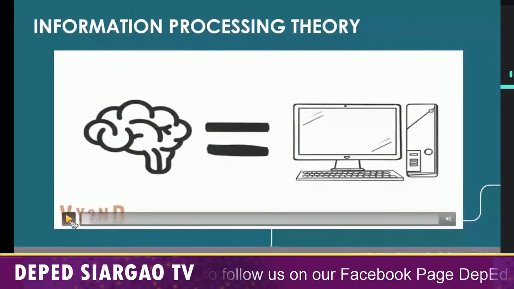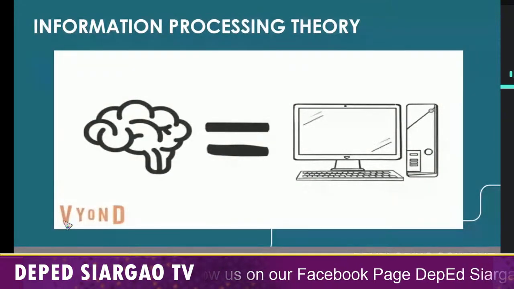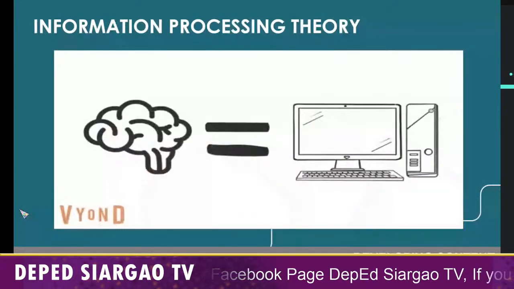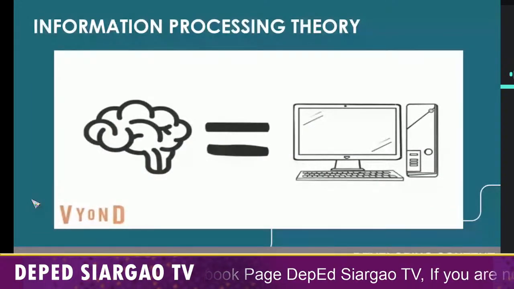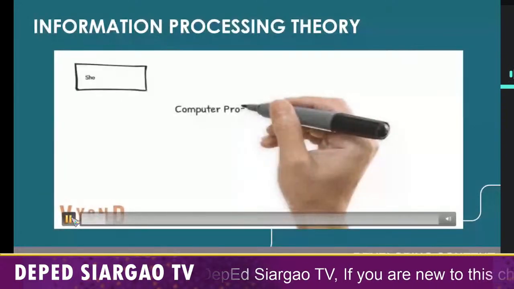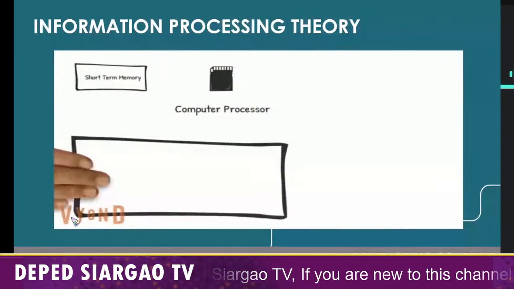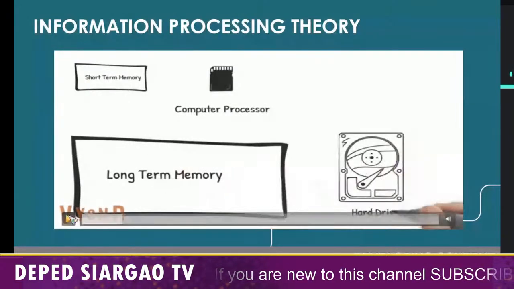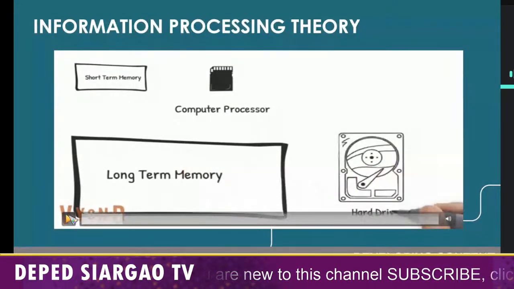So the information processing theory is based on the principle that our mind is like a computer. The short-term memory is the processor and the long-term memory is the hard drive. So that's it. And then short-term memory is what you are aware.